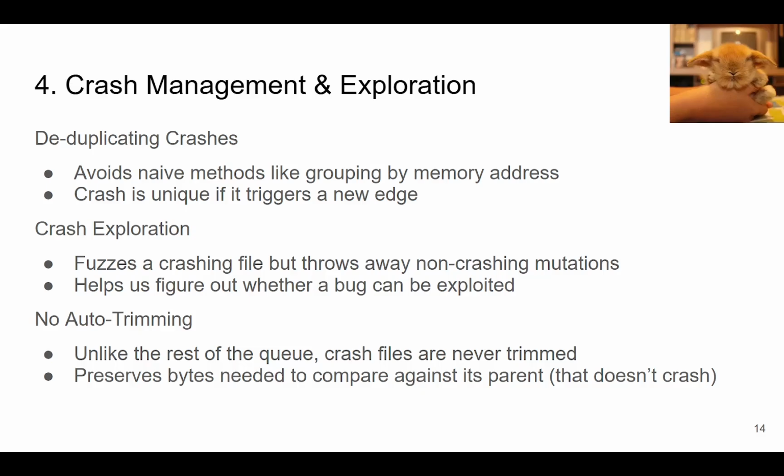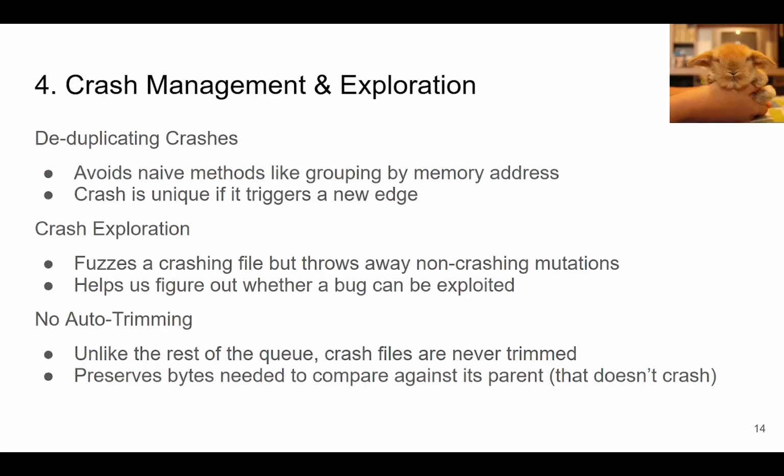In terms of exploring crashes, once a unique crash is found, how do we know that it's actually exploitable? So AFL has a crash exploration mode where it will fuzz the crashing file but reverse its own rules, so it will throw away any mutation that doesn't crash, generating a bunch of inputs that trigger the fault and making it a lot easier for a human to review.